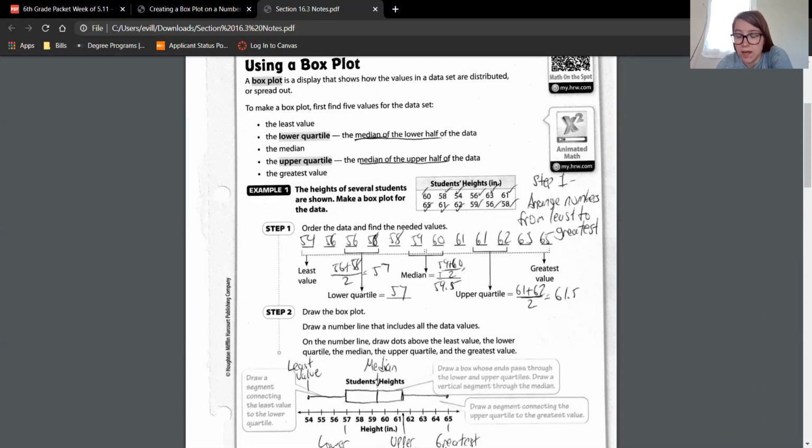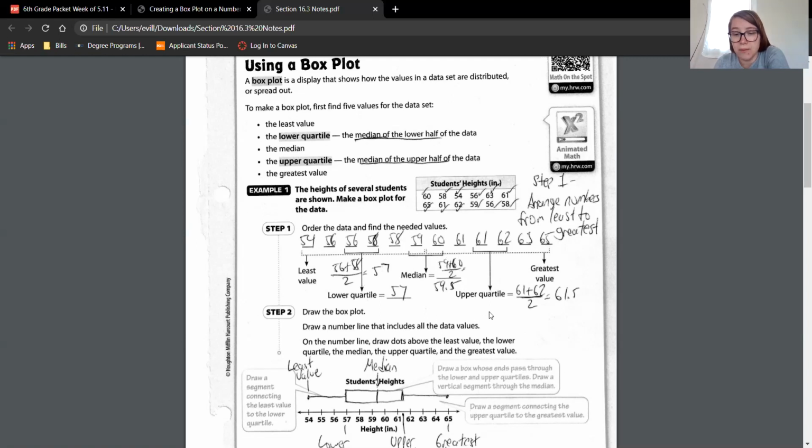The median, again, is just the middle numbers. Because there is an even set of numbers in this data, we have to add the two middle numbers together, which is 59 and 60. 59 plus 60 is, 6 plus 9, 119. 119 divided by 2 is 59.5. So our median is 59.5.